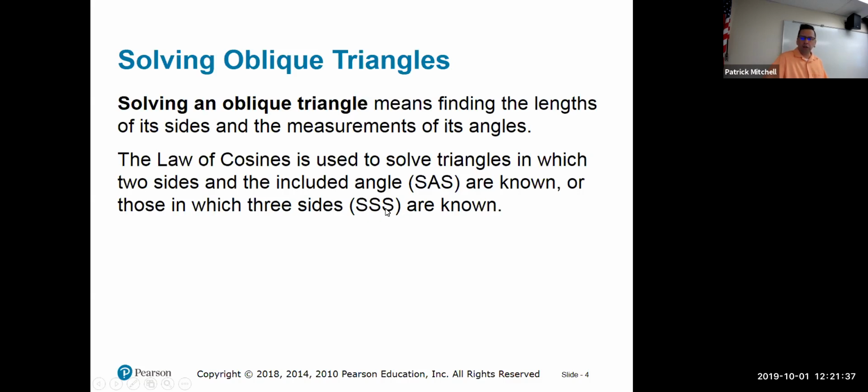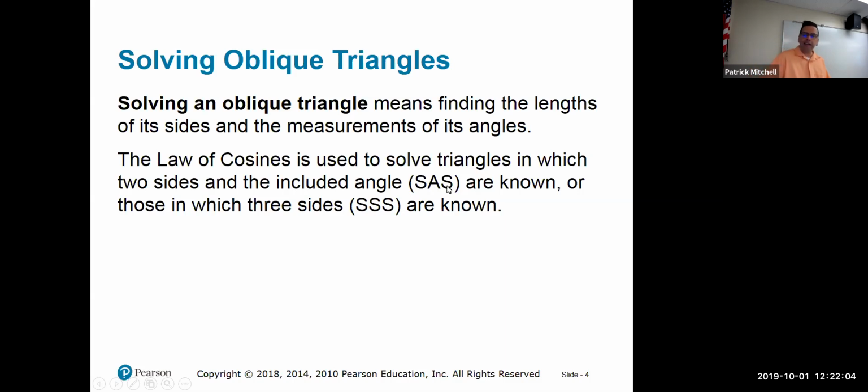Let's talk about this one first. It's a little simpler. Side, side, side. Having the three sides of a triangle will nail down the triangle. You can figure out the angles given the three sides. However, if you just have the three sides, that's little a, little b, little c. So that's not enough information to complete any of the ratios in the law of sines.